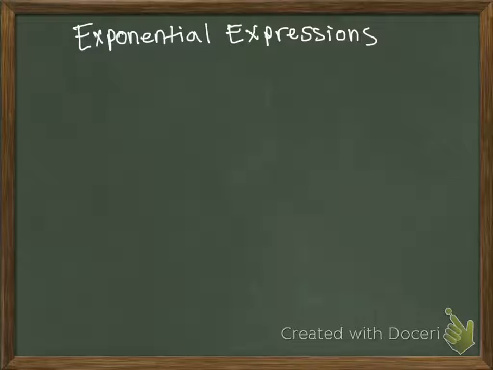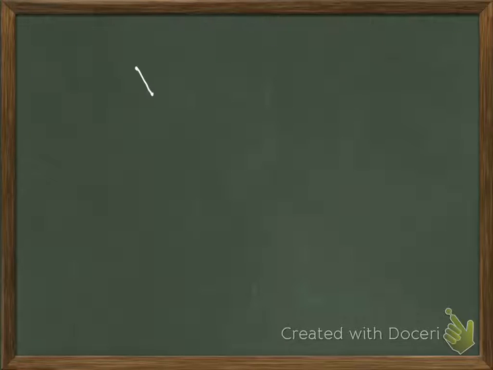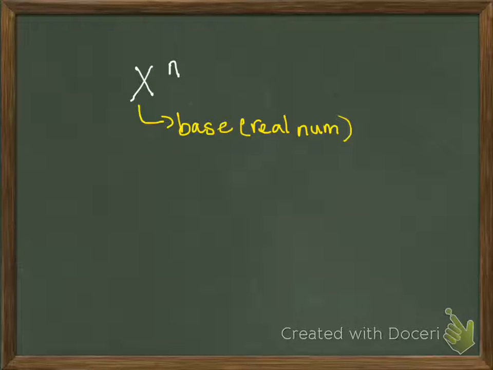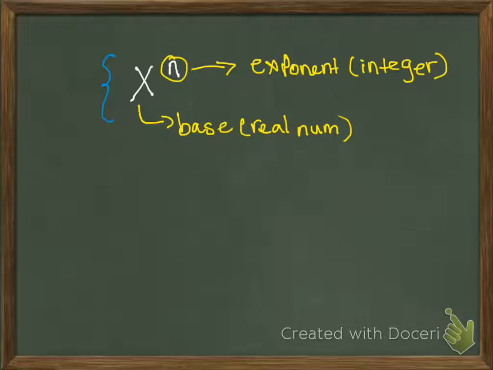Let's talk about exponential expressions. Say we have a number x, which is a real number, and an integer in the right-hand corner of x. We'll call the integer the exponent, and x is called the base. Together, they are called an exponential expression. The exponent n tells us how many times to multiply the base x by itself.